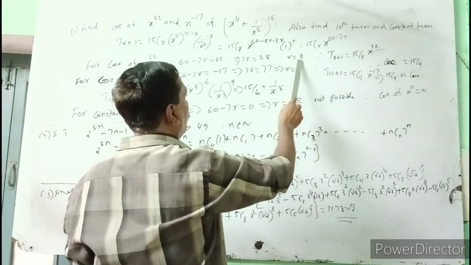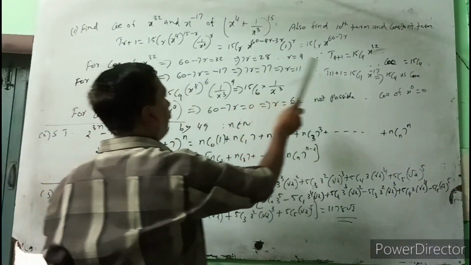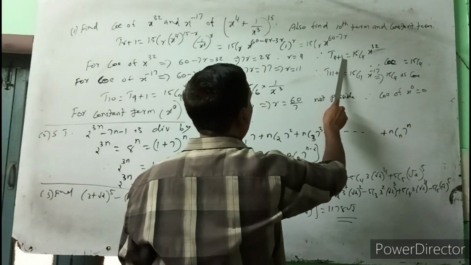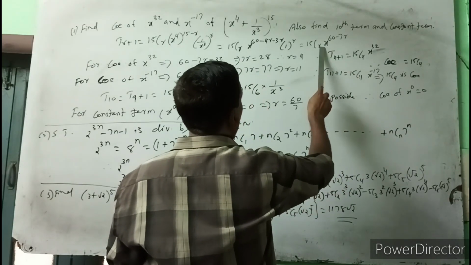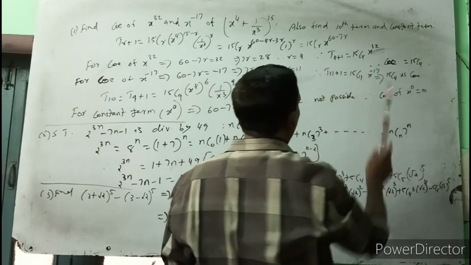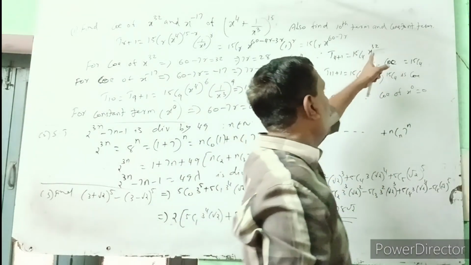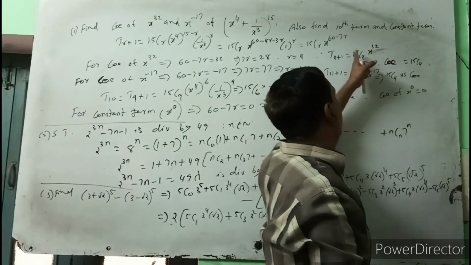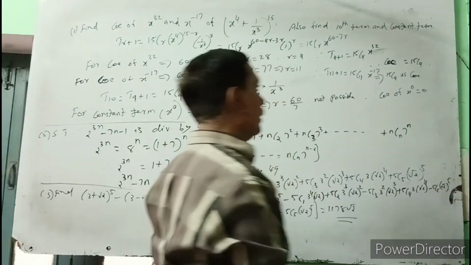Put r equal to 4 in this step, that is t4 plus 1. Now put it in the last step. This all is the same, that is why put r equal to 4 here. We will get 15c4 x raised to 32. So the coefficient of x raised to 32 is this much, 15c4.